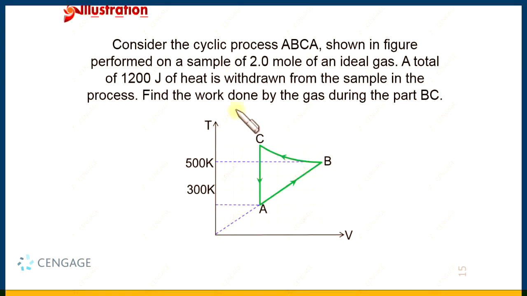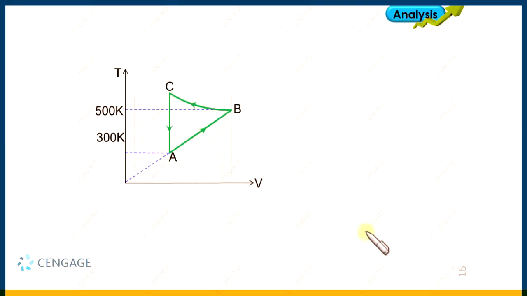Now, the question is we need to calculate the work done by the gas during the part BC. BC is the curve path. We can define AB as an isobaric process. We can define CA as an isochoric process, but this curve path cannot be defined with any known process. That means we need to solve this problem by an indirect method. So, let us move to the analysis part.